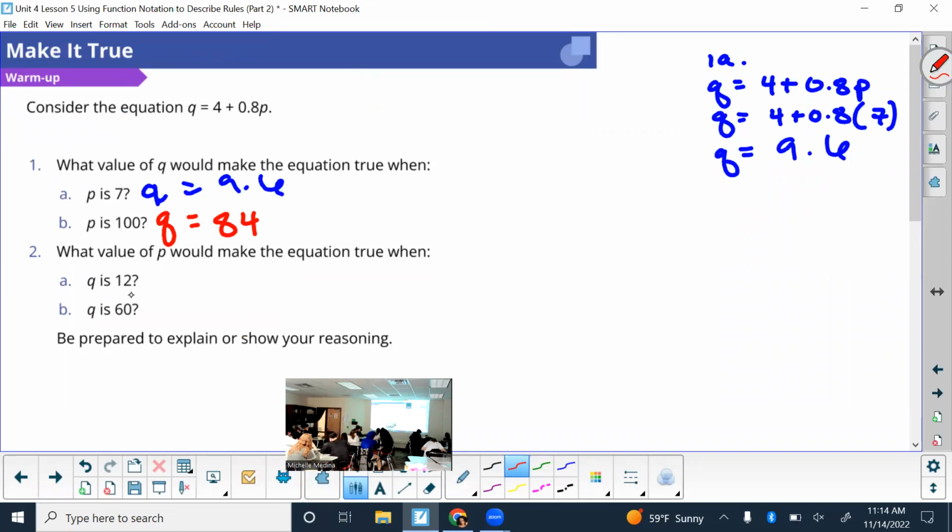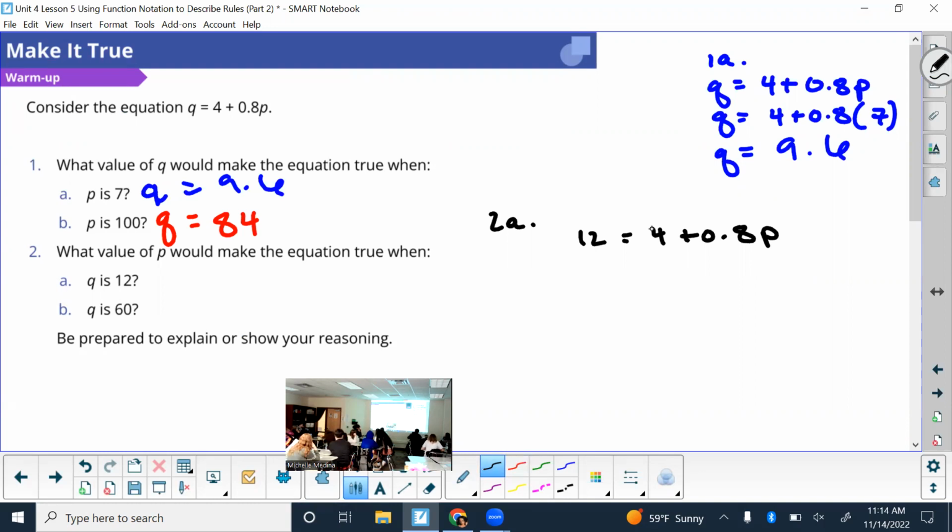Good, so now we're plugging into the Q, which also gives you some different work that you have to do. So for 2A, here's where the work will be. 12 is going into the Q spot, so right here. 12 equals 4 plus 0.8 times P. Now, is that as easy to type in the calculator all at once? No, so you'll have to isolate the variable.